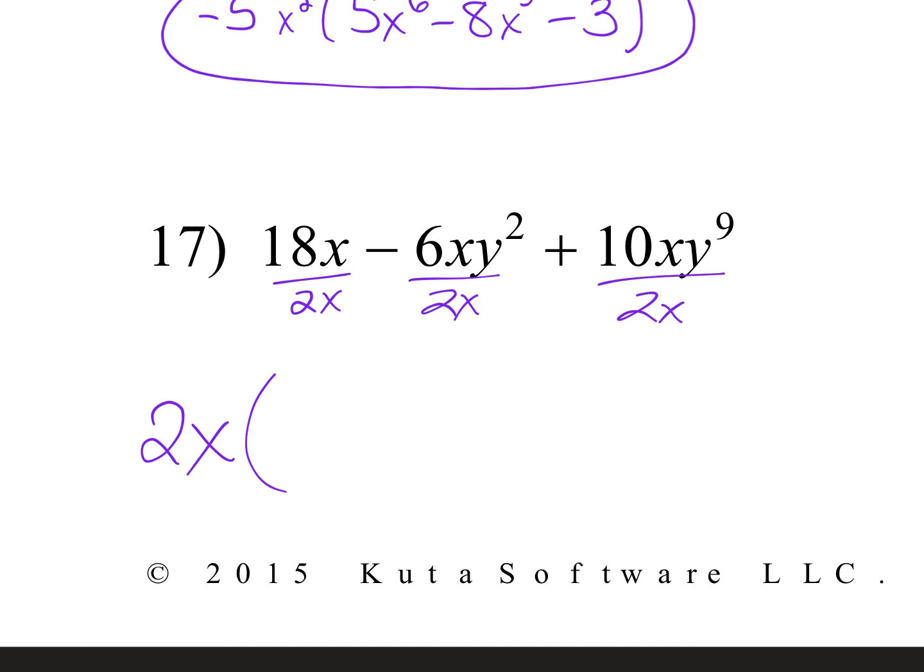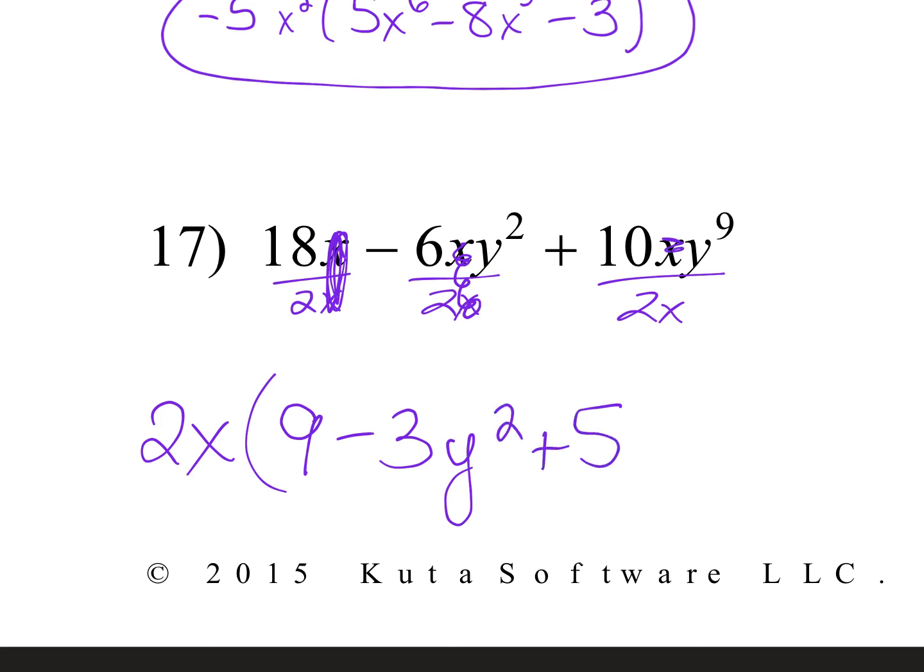18 divided by 2? 9. What happens to my x's? They cancel. What's a negative 6 divided by 2? Negative 3. And then what happens to my x's? So I have y squared. And then 10 divided by 2 is 5. What happens to the x's? And then I have y to the 9th.